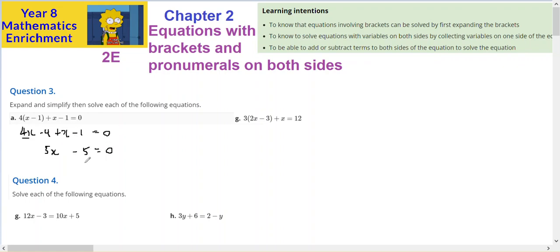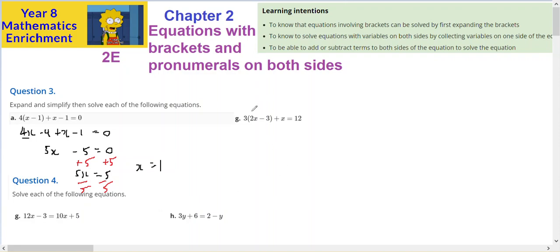Now I'm going to plus 5 to both sides. Plus 5, and that's going to give me 5x equals 5. And when I divide both sides by 5, I'm left with x equals 1.